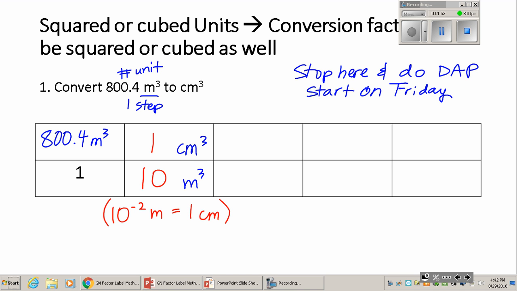Well, what do we need to do to this unit, meter and centimeter? We need to cube it. So we have to cube that entire thing. Essentially what we have to do is take 10 to the negative 2 and take that negative 2 and multiply it by 3, and that makes it negative 6. And so we know now that 10 to the negative 6 meters cubed is equal to 1 centimeter cubed.